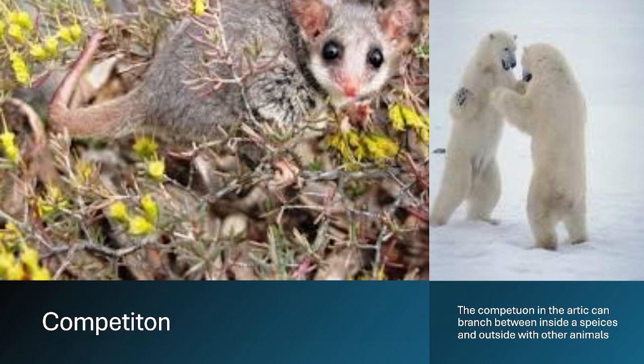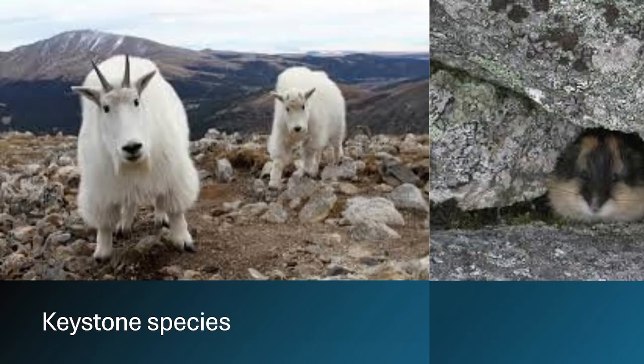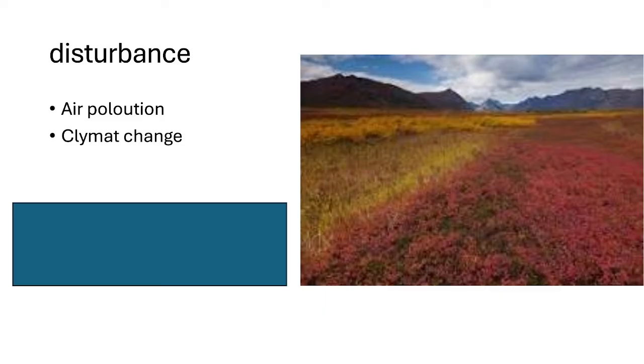Competition can branch from one species to another, such as polar bears fighting over food, or other animals fighting over their own food. Keystone species are things like goats that kind of provide for everyone and play a big part in the ecosystem's community.